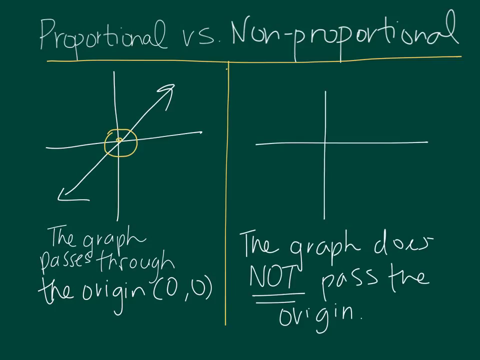So the opposite is that the graph does not pass through the origin. So let's check out a graph that doesn't pass through the origin. It passes the y-axis, it passes the x-axis, but look, the bullseye is not crossed by the line, so this is non-proportional. It has to go through the origin. It has to hit it. Okay? It can't just brush up against it. It has to go through it. Okay?